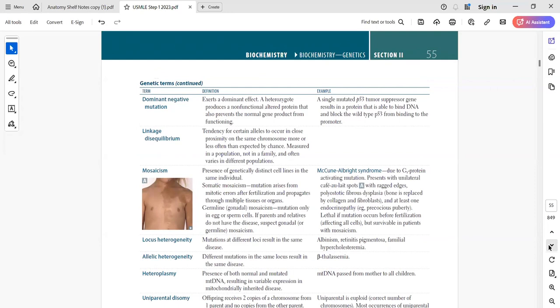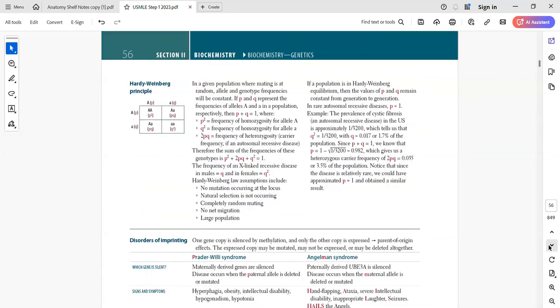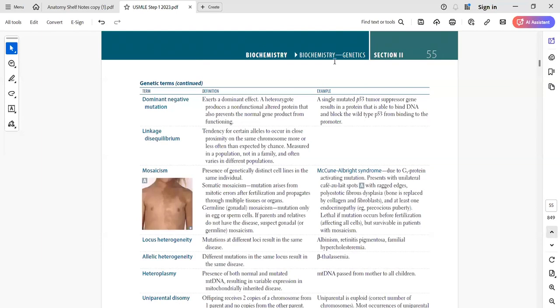So these terminologies are extremely important. If you guys have any questions about these terminologies, please go ahead and ask. Hardy-Weinberg principle, they never ask this, but we're still going to do these genetic terminologies, which we were on right now.